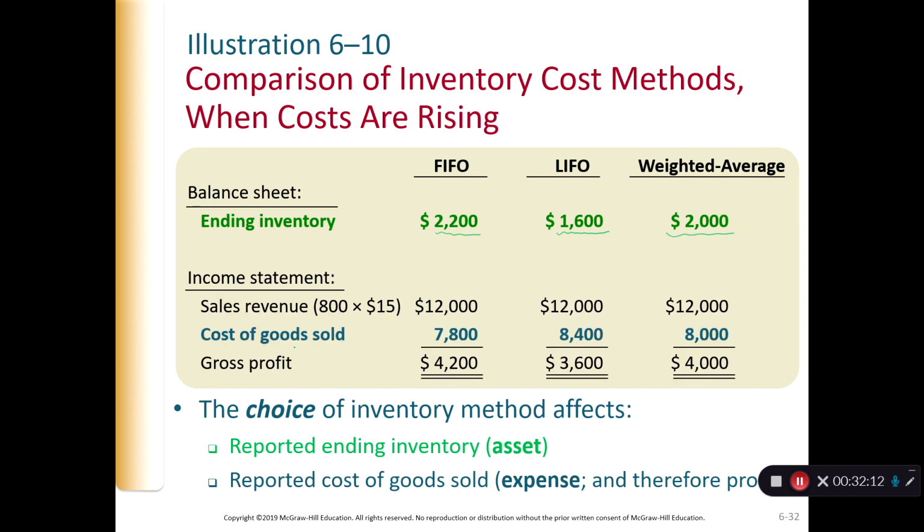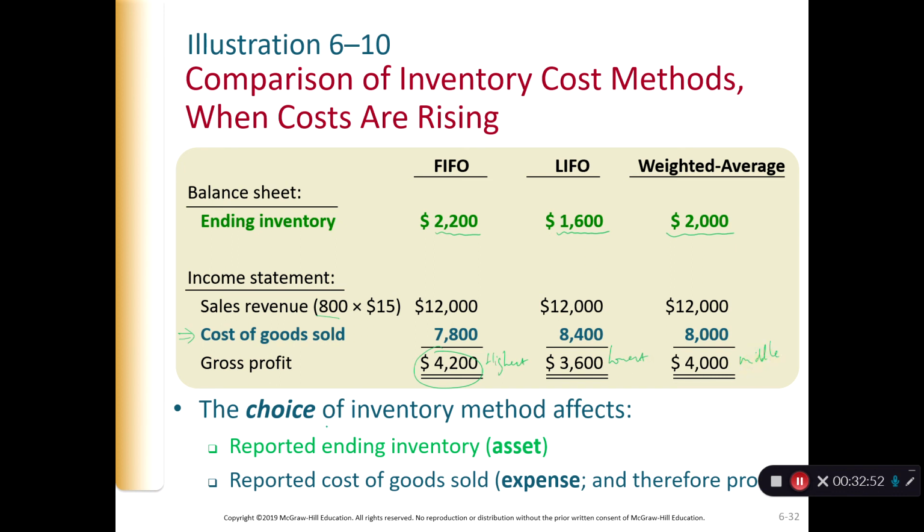And the income statement, which is related to the cost of goods sold, your sales revenue, regardless of the method you choose, is going to sell 800 pieces at $15 per piece. It's all going to be 12,000. But cost of goods sold for the FIFO method is only 7,800. LIFO method is 8,400, and weighted average is 8,000. Hence your gross profit for FIFO is the highest one, right? And your gross profit for LIFO is the lowest one, and the weighted average is in the middle.